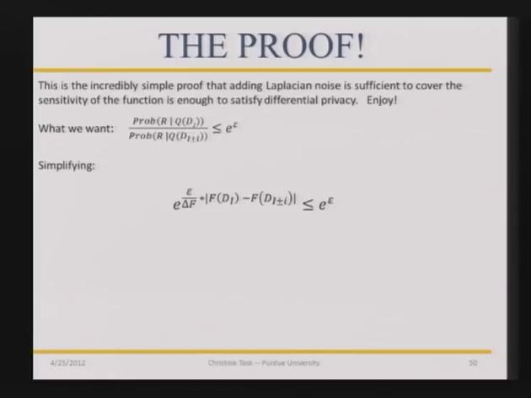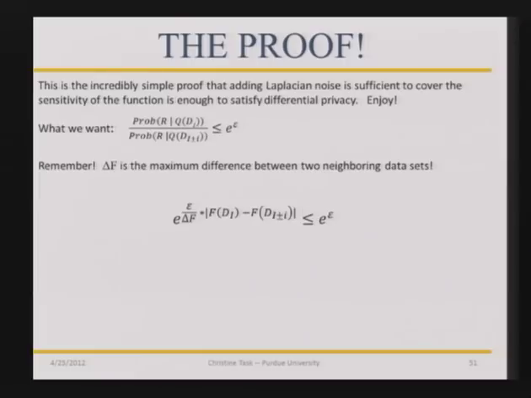And guess what? If you've been paying attention, and it's dead week, and I forgive you if you haven't, we're basically done now. Because remember, the delta F is the maximum difference we can get between the function on any two neighboring data sets. The thing on the right is the difference between two specific data sets, and the thing on the bottom is delta F, so what we get is e to the epsilon times A, where A is going to be less than 1. And we're done. Just basic algebra. It all comes out nicely. So that's why we have e to the epsilon. We could have just written that as A and said A is less than 1, but we're doing it like this.